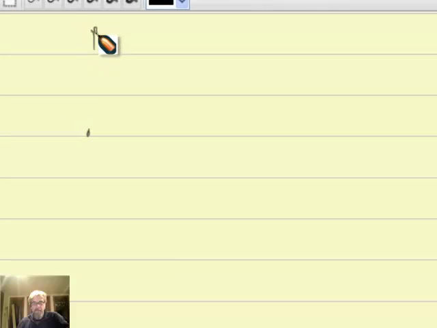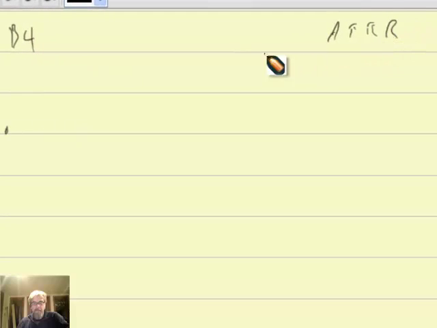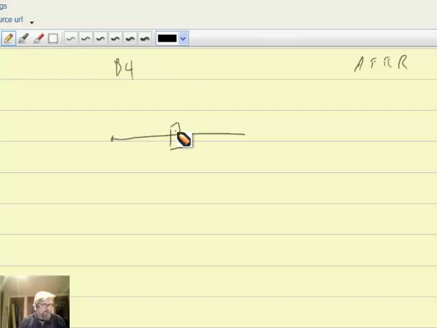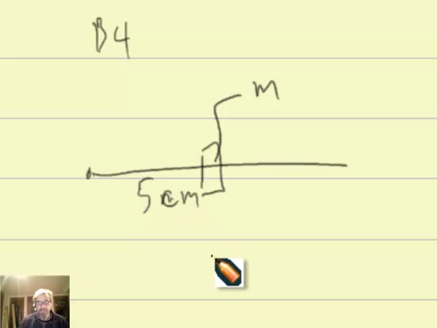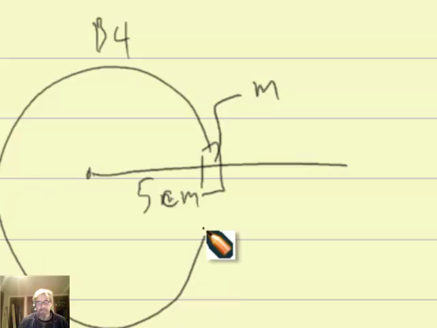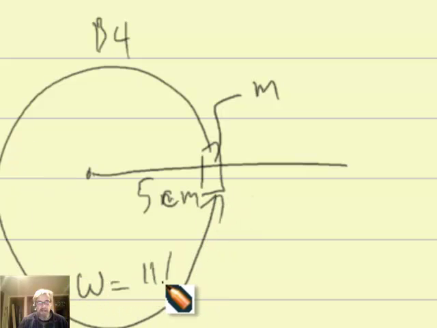Let's draw a picture of this and set this system up. Here's the before. Over here is going to be the after. Initially, I got this rod. We're going to assume the rod is massless because we don't have any information about it. We've got a mass here. It doesn't say what that mass really is, but we do know that it's spinning around a 5 centimeter radius initially, and we also know that initially omega is 11 per second.